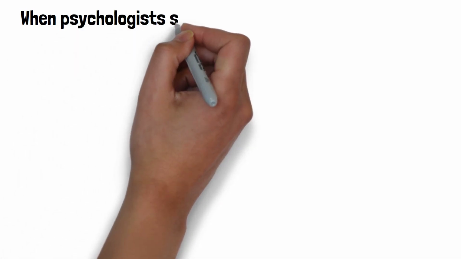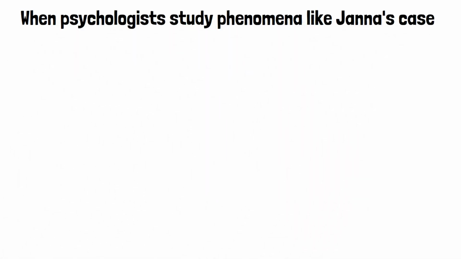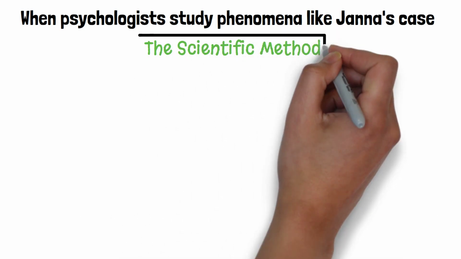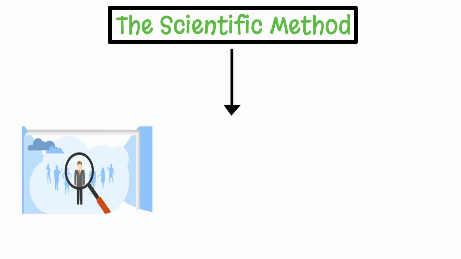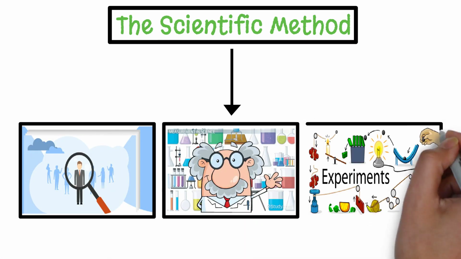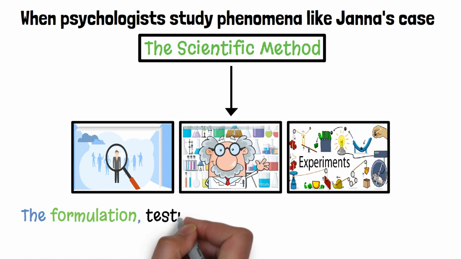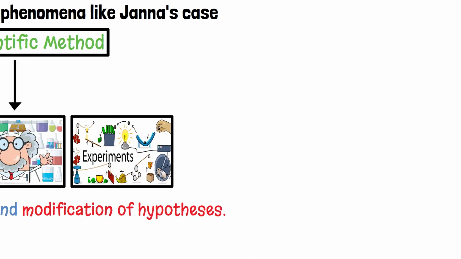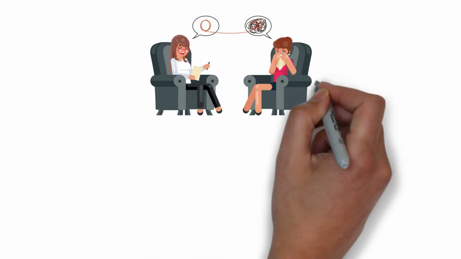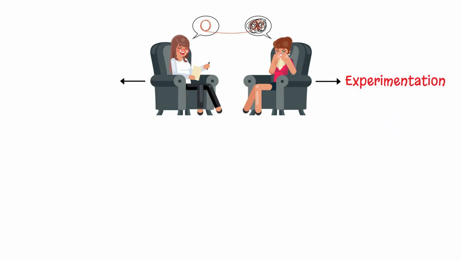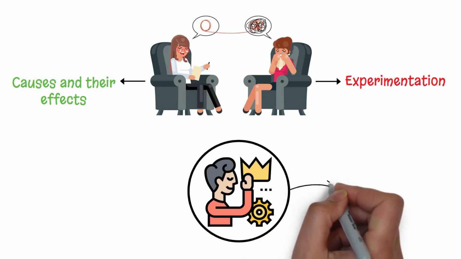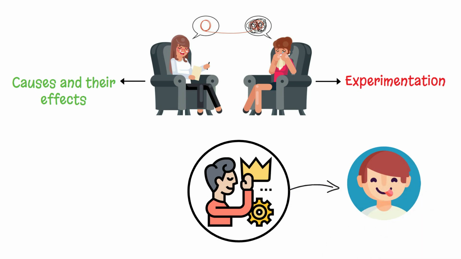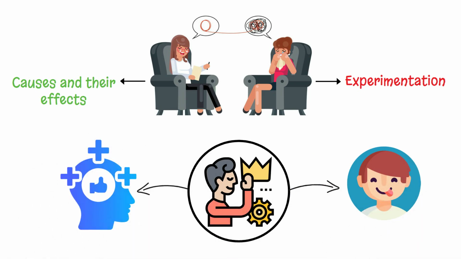When psychologists study phenomena like Jana's case, they rely on the scientific method to investigate questions and gather evidence. This method involves a systematic process of observation, measurement, and experiment, and the formulation, testing, and modification of hypotheses. Psychologists use this method to conduct experimentation, which allows them to isolate causes and their effects. For example, if they wanted to understand the impact of teasing on self-esteem, they would create an operational definition of both teasing and self-esteem to measure them precisely.